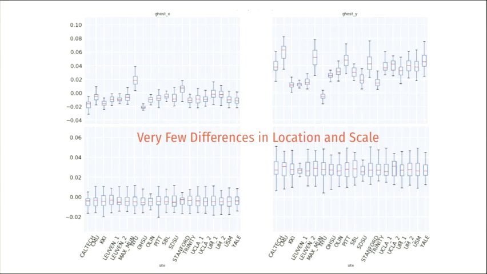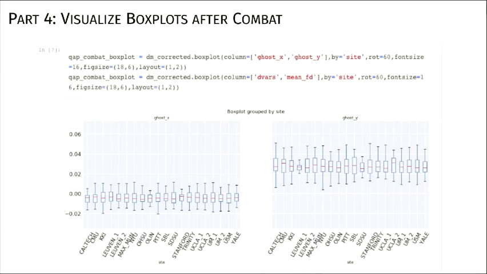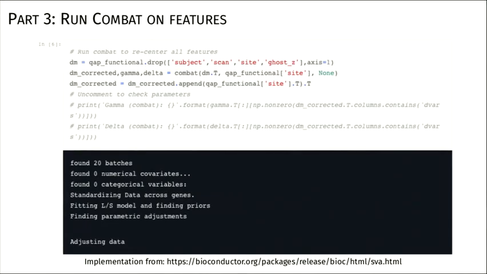And one of the things you have not visualized here, but I would encourage you to check out, is to actually go back and look at the fitted parameters, the gammas and deltas that Combat fits, because this actually tells you the transformation necessary for each site to transform it to look normal.